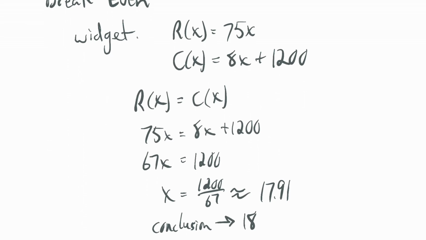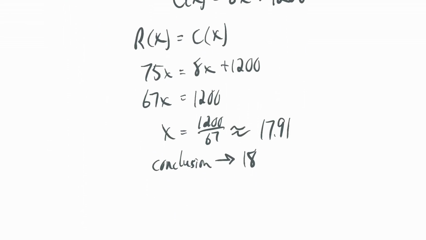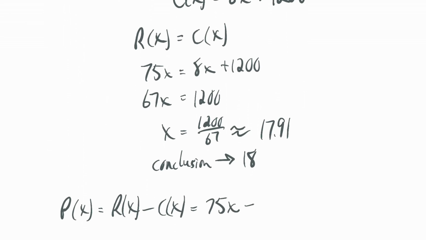Look for where the two functions are equal to find out where you break even. There is a little bit more to that. When you ask, okay, so 19 would be a profit, right? 20 widgets would give you a profit, right? If you want to check that, you'd say, well, what's my profit function? My profit function is going to be my revenue function minus my cost function. So this is 75x minus 8x minus 1200. Okay, so this is 67x.